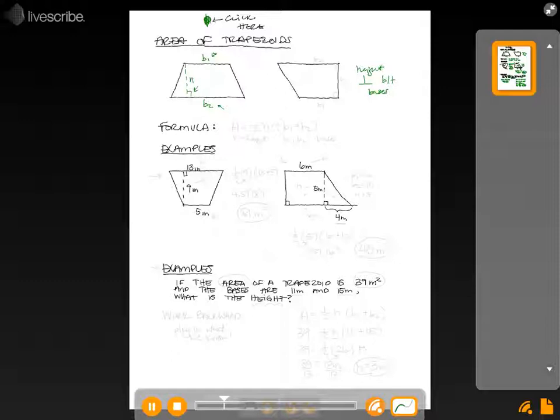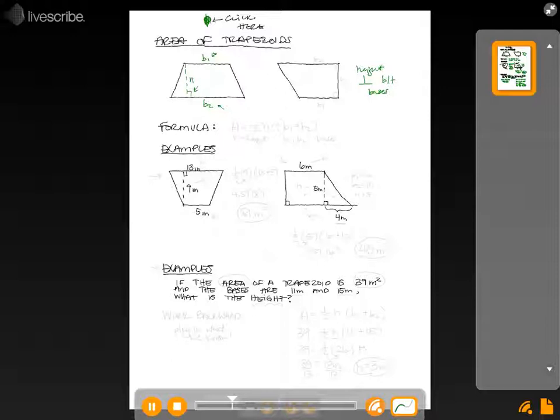Now it doesn't matter which one's base 1, base 2. Normally I tell people to make the smaller one base 1 and the larger one base 2. Doesn't matter though, because in the formula you're going to add them together and you get the same thing either way. So it's up to you how you want to do that. It could always be the top one is base 1 and the bottom one's base 2. Doesn't matter. But make sure you can tell the difference between the bases and the legs. Okay? Remember, the bases are the parallel sides.